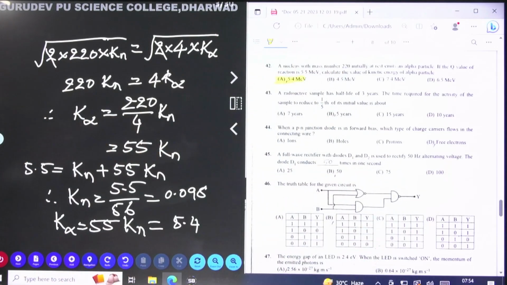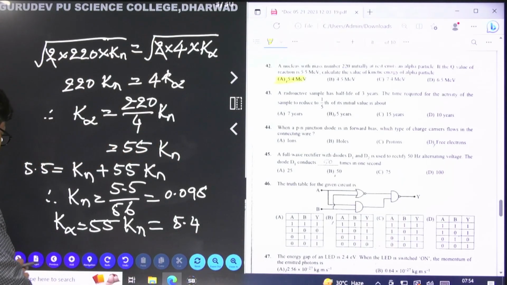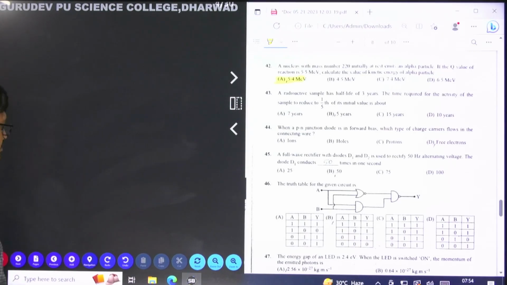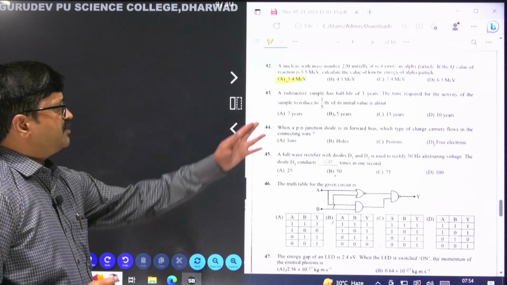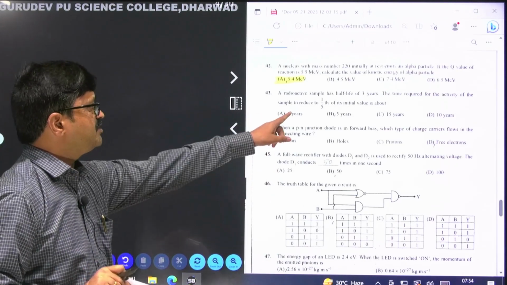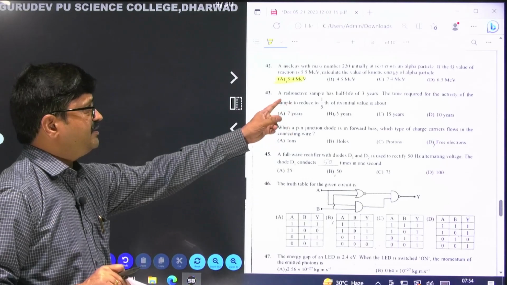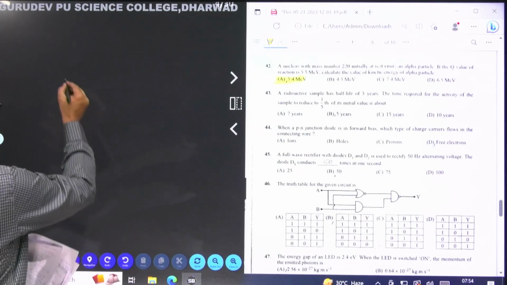So this is what we have. So this was question number 42. I hope you understood the approach to this problem. Now let me move on to the next question quickly. Now this is based on radioactivity. Now they have given half-life as 3 years, and they say that n value is 1/5 of n naught. So that is what they are saying here.